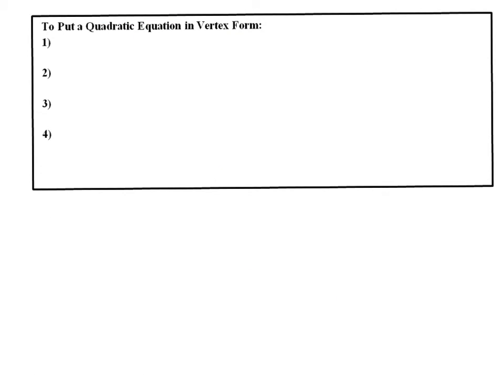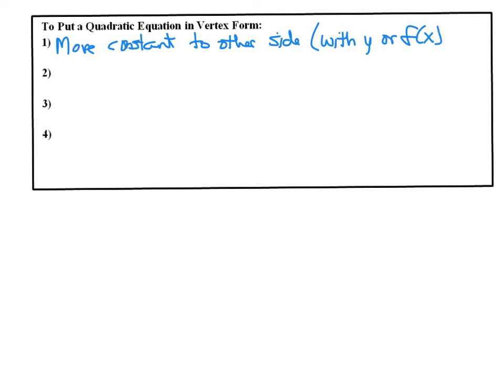Now let's go ahead and write down what steps we just did. So my first step was to move the constant to the other side of the equation. So, in other words, it will be with the y or the f of x. And again, we're not eliminating the y or the f of x. This time we're keeping it in our equation.